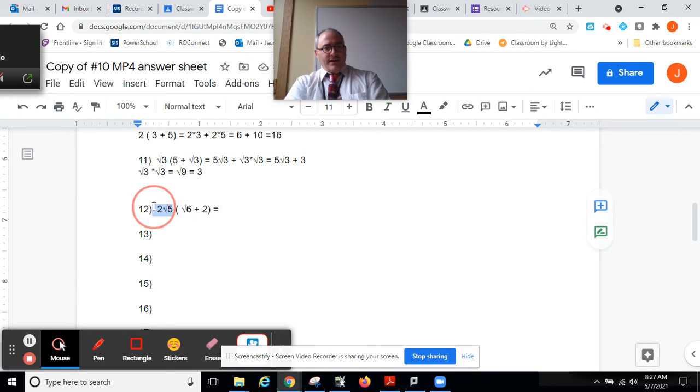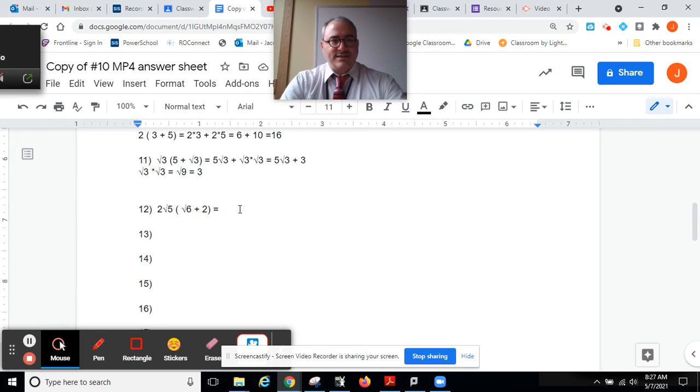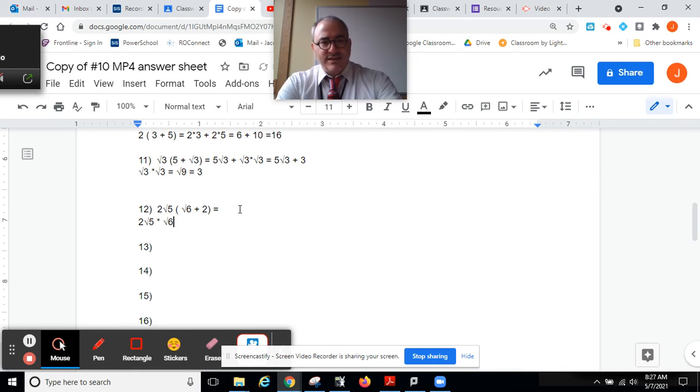Same idea, but now I'm taking this whole thing and multiplying it by radical 6, and then adding that to multiplying this whole thing by 2. I'm distributing this coefficient across the parentheses to each piece inside. So 2 times radical 5 times radical 6. Well, what would that be? Hopefully you remember from yesterday's day 1 multiplying radicals, this would be the same thing as 2 times radical 30, because 5 times 6 is 30. That goes inside the radical.